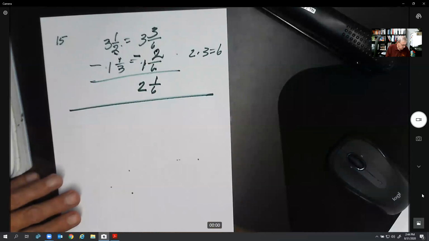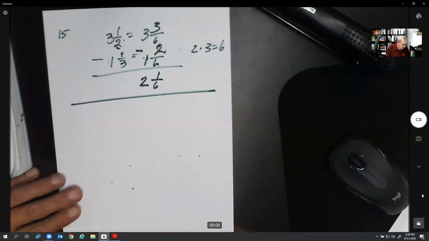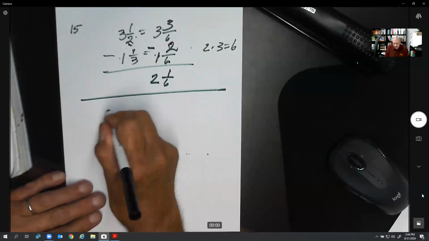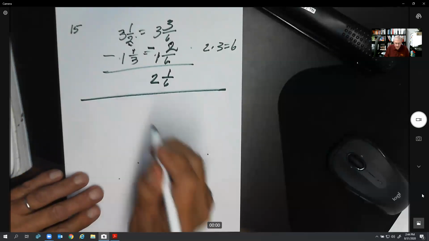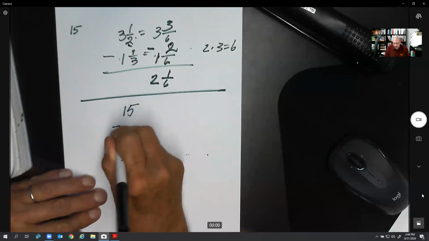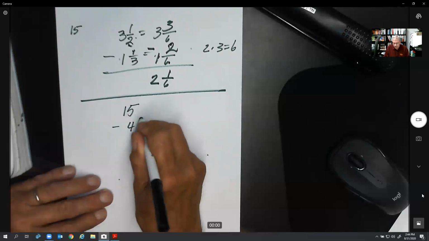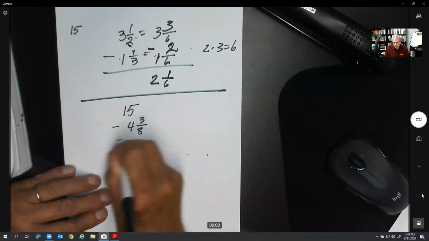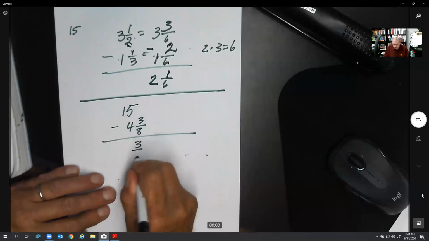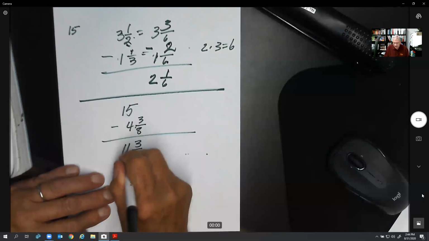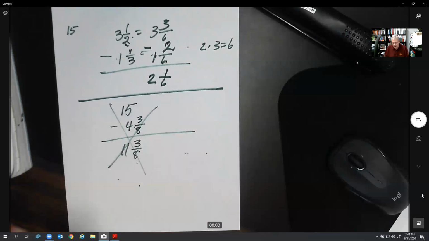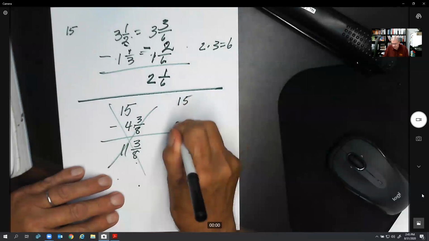Okay, let's try another one here. I think you get the hint. Let's see what happens if we had a whole number take away. What if I had 15 take away 4 and 3/8? A lot of people do it this way, and they get it marked wrong. You can't just bring down. You got to subtract from something.